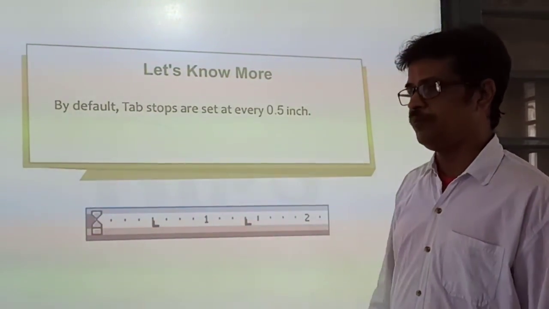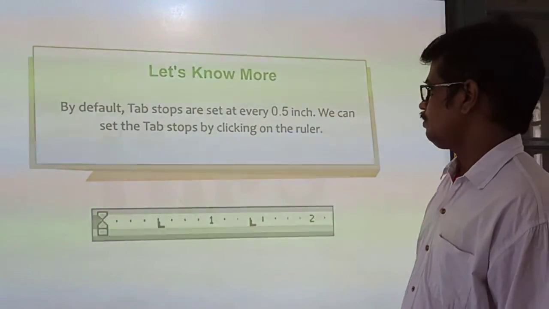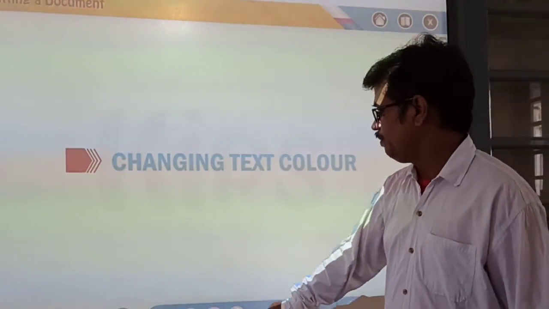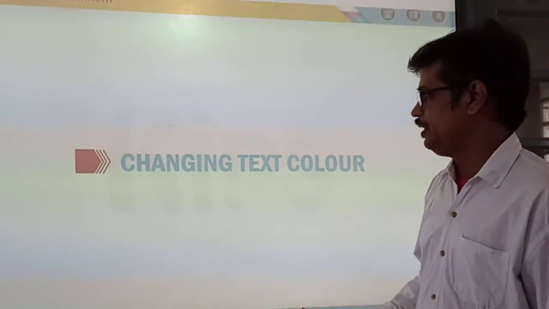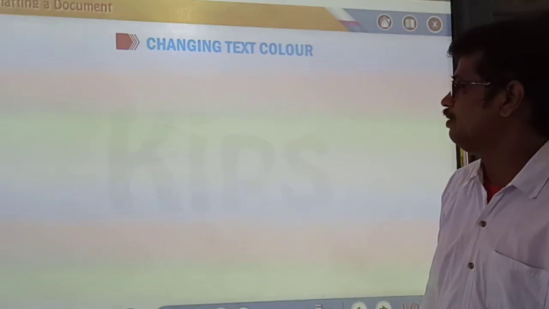You will get many information inside these boxes. Okay. By default, tab stops at 0.5 inches. Now changing the text color. How can you change the text color?